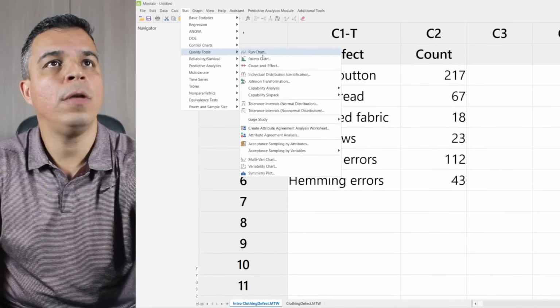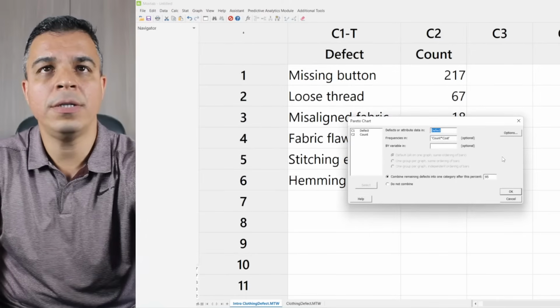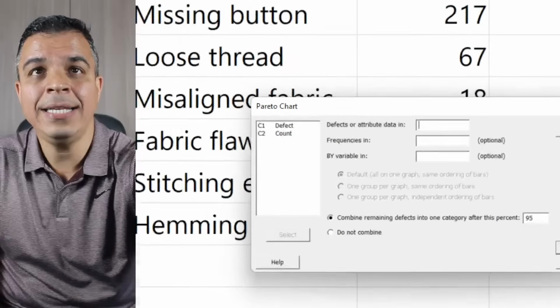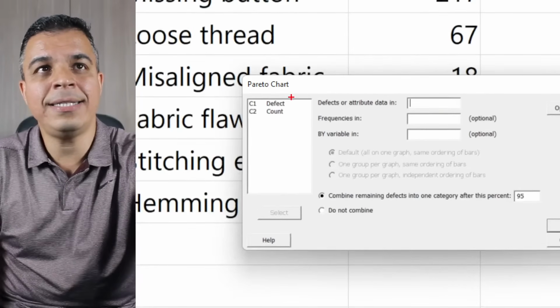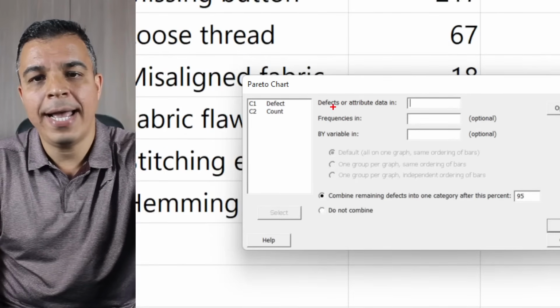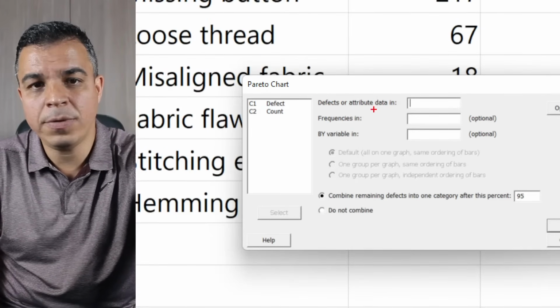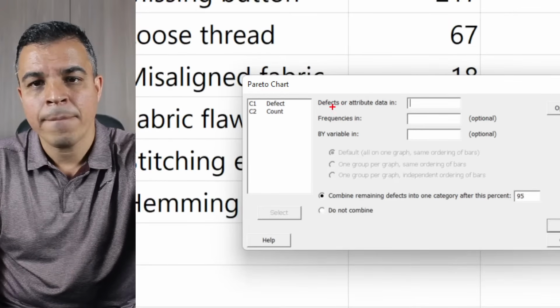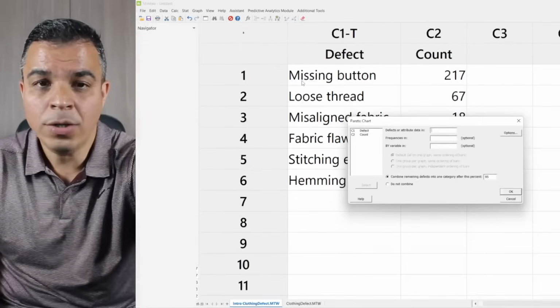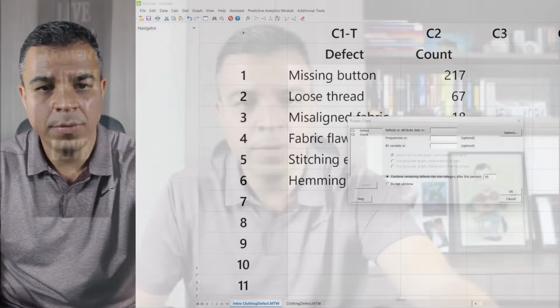So if we go there, Pareto chart, I need to indicate the column where I have defects or attribute data. And it's interesting, attribute data, because sometimes we are not talking about defects.